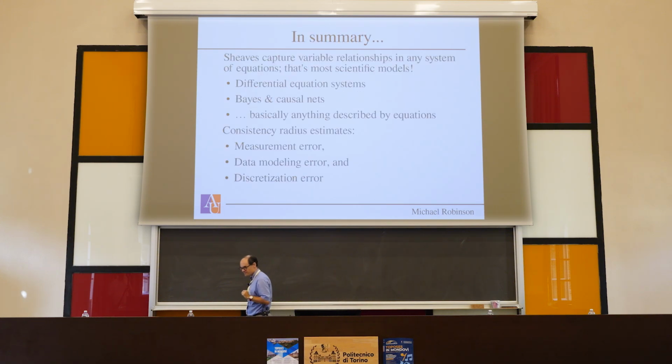So let me end this session right now in summary by calling out a few things to highlight where we've come. We started out with the idea that we could build sheaf models of systems, and I gave you some examples yesterday. But now we know any system of equations can be written systematically as a sheaf. These include systems of differential equations, which show up all over the place. They include things like logic circuits. They include Bayes nets, causal models, basically anything that you can describe by equations.